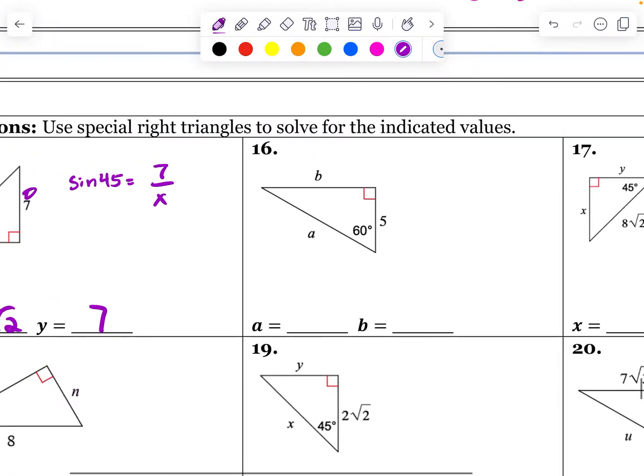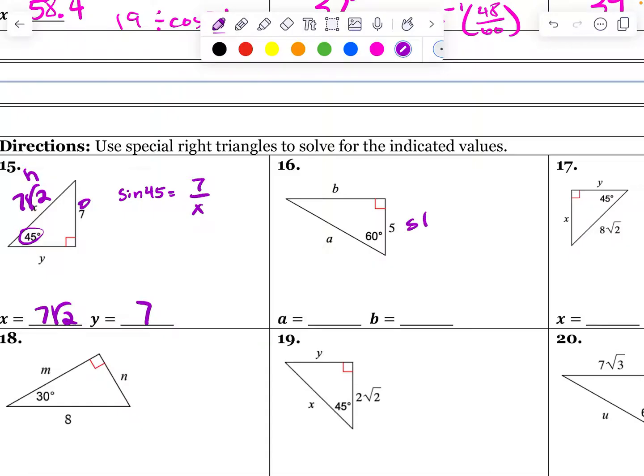30, 60, 90s. All right, so we have our short leg, we have our long leg, and we have our hypotenuse. You always, always, always start at that short leg. It is across from the 30, okay? Short leg is across. So you can say times 2 for the hypotenuse and times root 3 for the long leg.